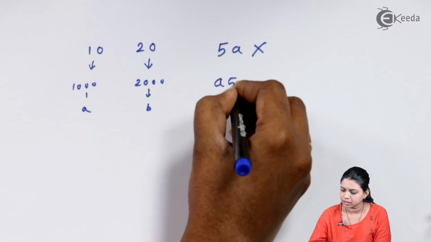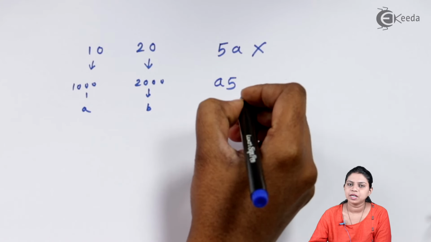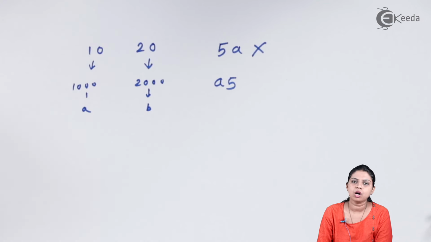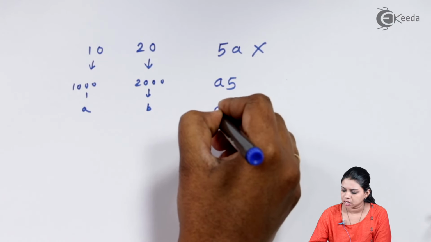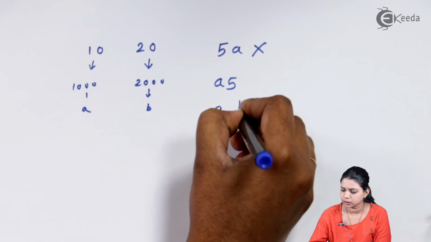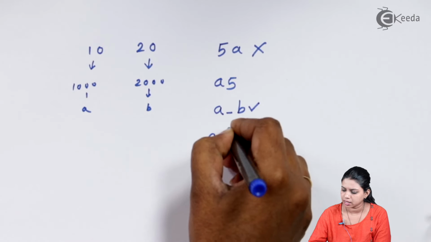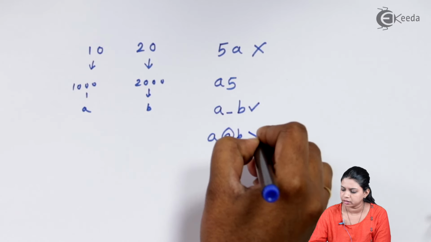Your variable can be like this, A5. Your variable name cannot contain any special character except underscore. So underscore is allowed while creating a variable, but no other special character than underscore is allowed. Your variable name can be like this, A underscore B, but your variable name cannot be like this, A at the rate B. So no special symbols other than underscore are allowed while creating a variable.